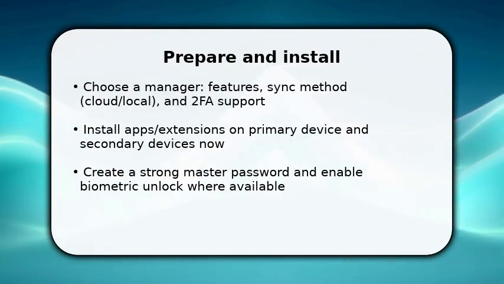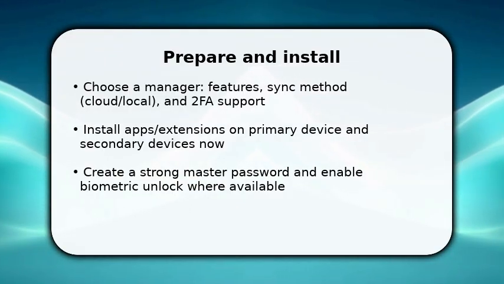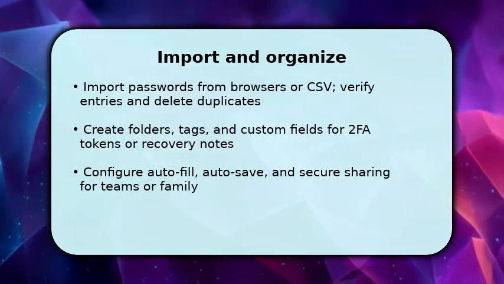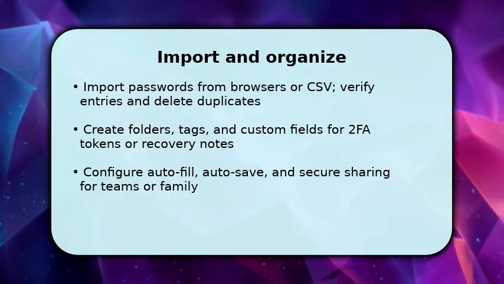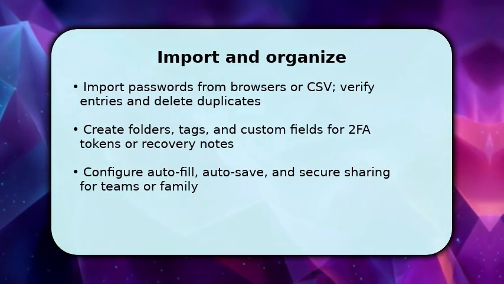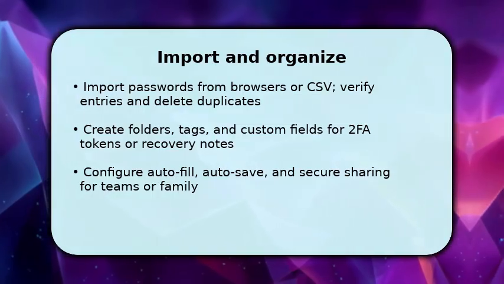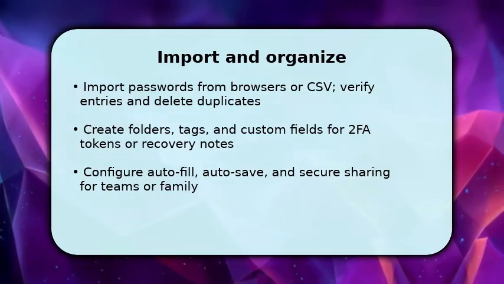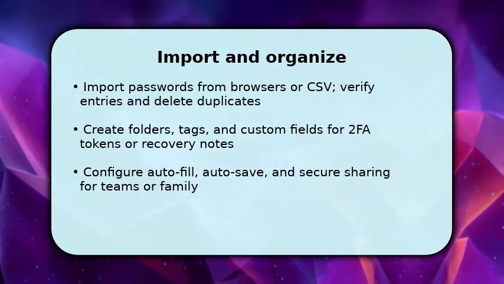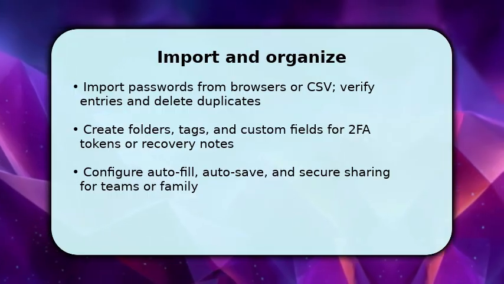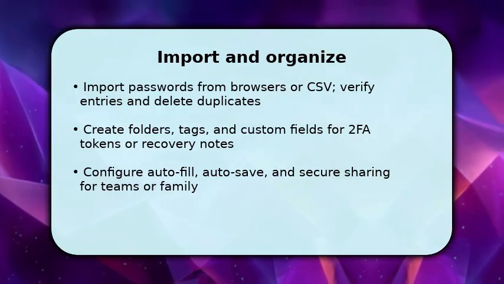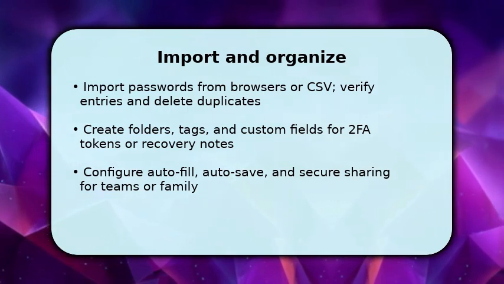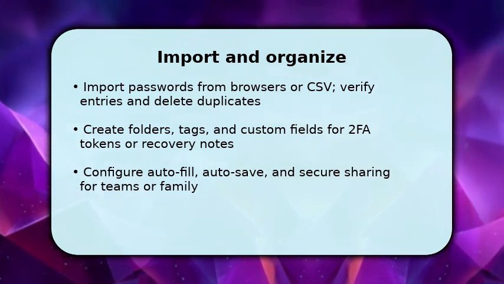Next, import your existing passwords from browser exports or a CSV and take time to verify critical entries, banking, email, and tax accounts, while deleting duplicates. Once done, organize entries into folders or tags and add custom fields for security questions or recovery codes so you can find items quickly. Configure autofill and autosave behavior per device and enable secure sharing for vault entries you must share with family or team members.